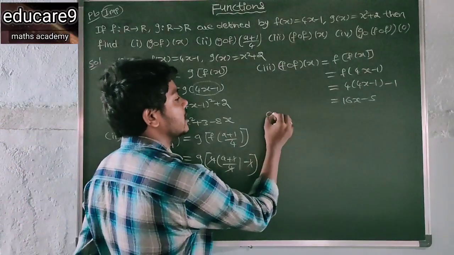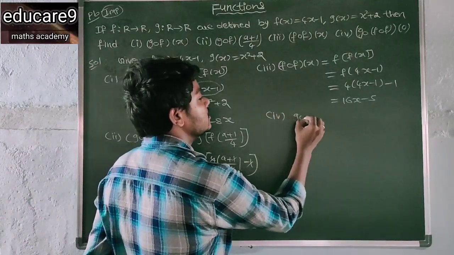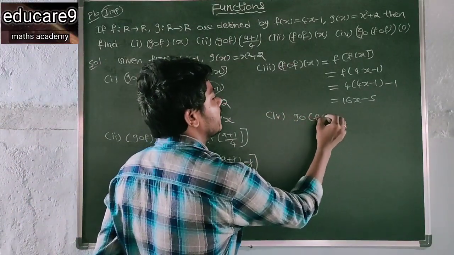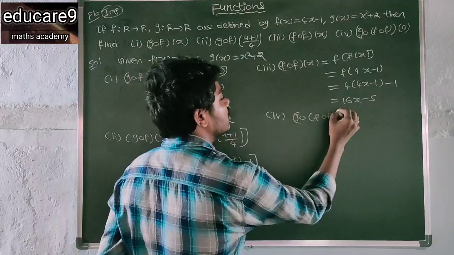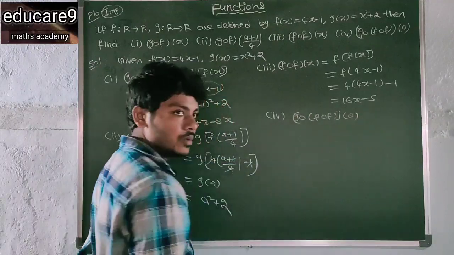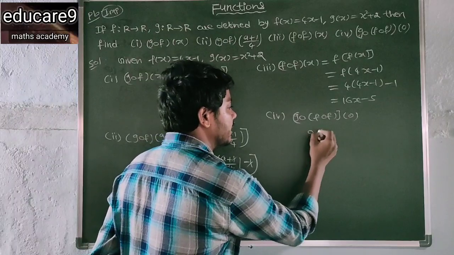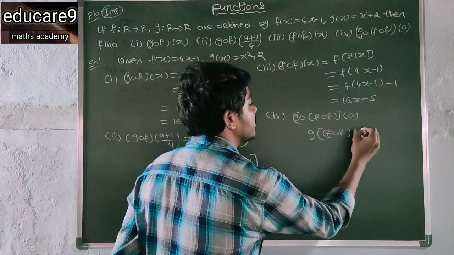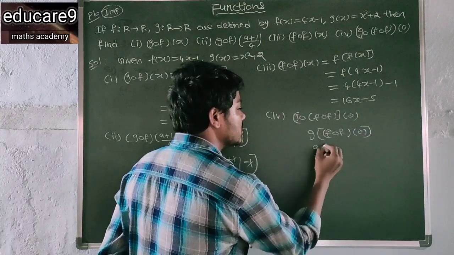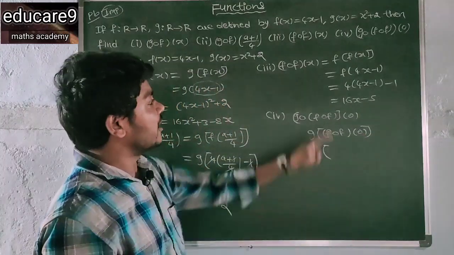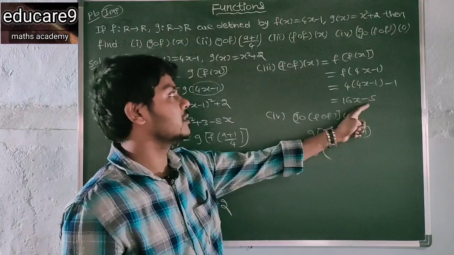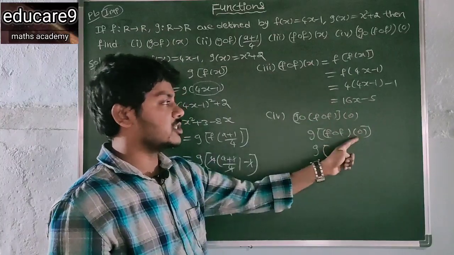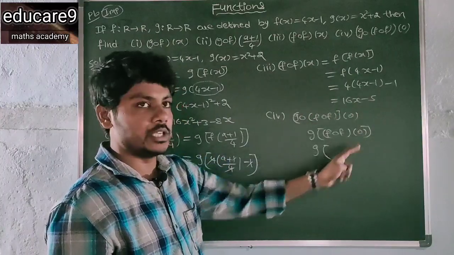So next, the last one, g circle f of 0. So clearly this is g of f circle f of 0. So g of f circle f of x is 16x minus 5. But here in place of x, 0 is there. So replace x by 0.